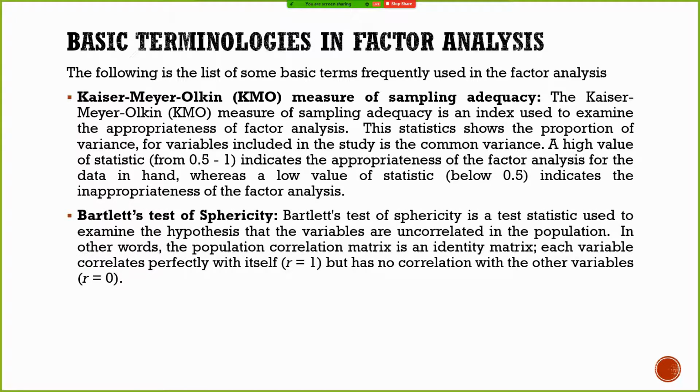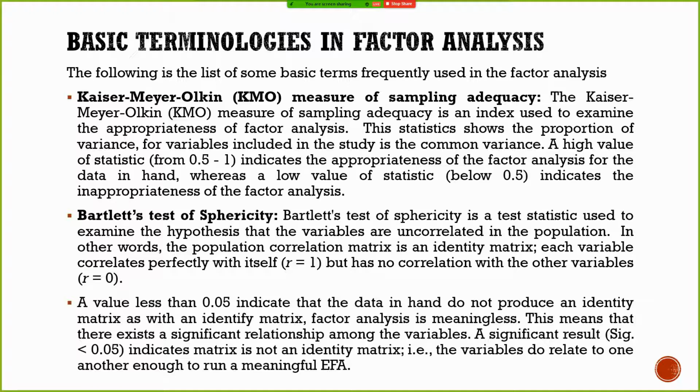The Bartlett's test. Now this test is actually used to examine the hypothesis that the variables are uncorrelated in the population. In other words, the population correlation matrix is an identity matrix. Each variable correlates perfectly with itself but has no correlation with other variables. Now if this test is insignificant, this means that you've got an identity matrix. This means that there is no correlation between variables. If there is no correlation between variables, how can you group them together?